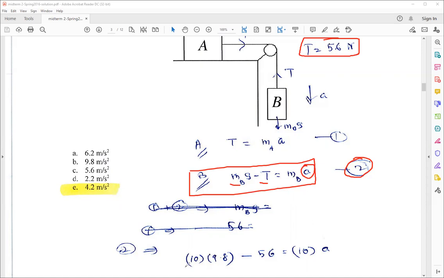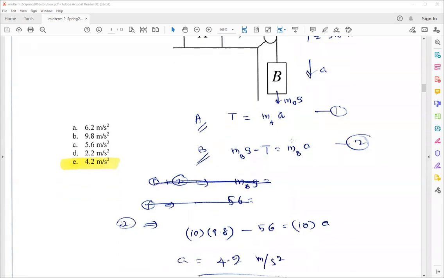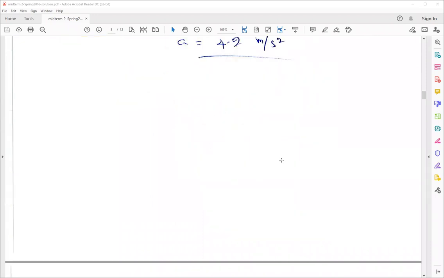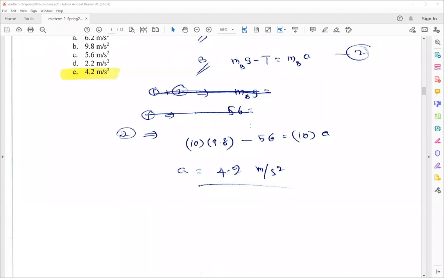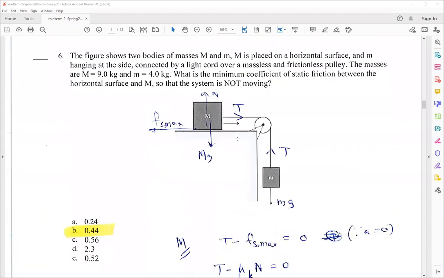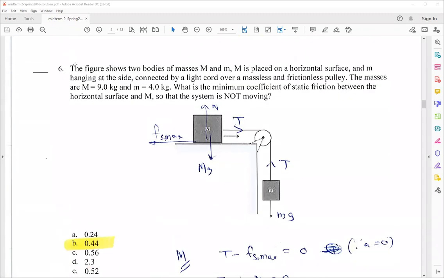Okay, so when we plug the numbers, we have 10 kilograms times 9.8, minus 56 for the tension, equals the mass 10 times my acceleration, which is the unknown. So we solve for acceleration, and this will give us straight away the acceleration equal to 4.2 meters per second squared. Okay, so it's a lot easier. Okay, so you don't even need to combine the two equations. Tension is provided in this case. Now, question number 6.